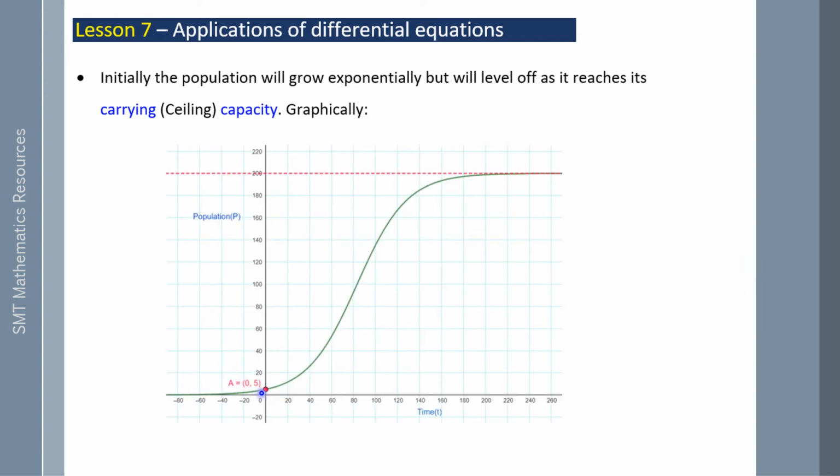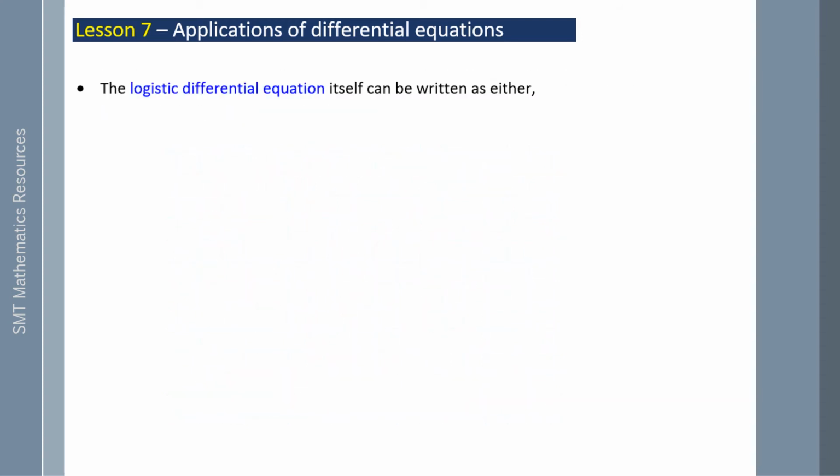So with an initial population of 5, initially we start to rise at an exponential rate that starts to level off as we reach our carrying capacity. This is an example of a logistic growth model. The logistic differential equation itself can be written as either dp/dt equals kp(m take p), where m is our carrying capacity and p is our population, or another commonly used one, which is kp(1 take p divided by the carrying capacity).